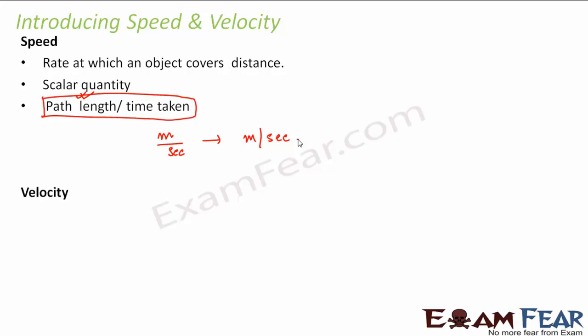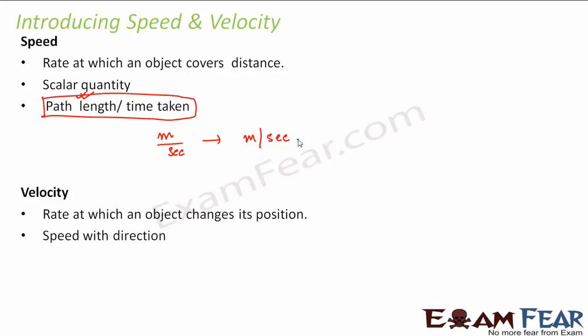Now, let us look at velocity. What is velocity? It is again the rate at which an object changes its position. Now, velocity is a vector quantity. It is nothing but speed with direction, right? Since it is a vector quantity, it is dependent on the vector quantity. What was the vector quantity? It was displacement. So velocity is equal to displacement divided by time taken.